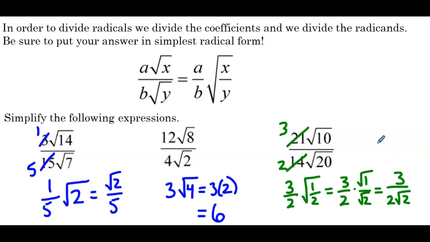Now this is a little bit of an issue, because if you think back to the last video, we said a square root is in simplest radical form if the radicand has no factors that are perfect squares larger than 1, there's no square roots in the denominator, and there's no fractions inside the square root. Well, this is a perfect example where we have a square root in the denominator. So how can we simplify an expression where we have a square root in the denominator?